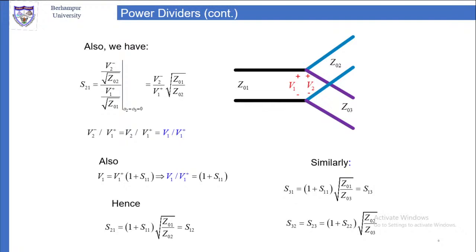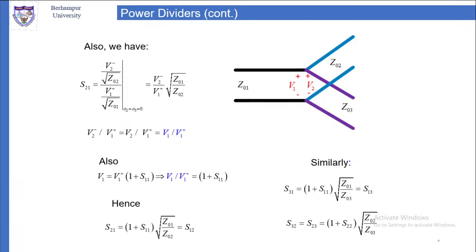So V1 is equal to V1 plus into 1 plus S11. So that we can write as V1 by V1 plus. That implies that V1 by V1 plus is equal to 1 plus S11.